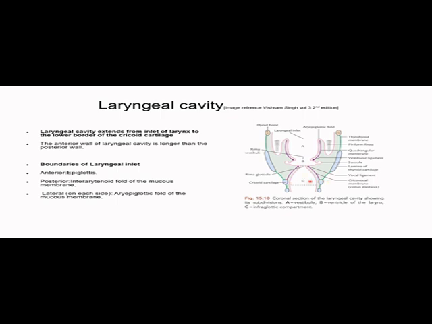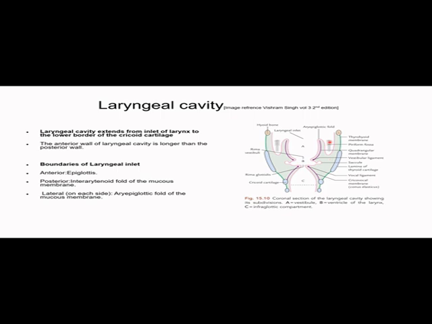The laryngeal cavity extends from this point, which is called the laryngeal inlet, which lies between the two aryepiglottic folds on both sides. So this is the laryngeal inlet, and here is the cricoid cartilage. The lower border of the cricoid cartilage is marked by this imaginary line. So this is the extent of the laryngeal cavity. Once again, the laryngeal cavity extends from the inlet of the larynx up to the lower border of the cricoid cartilage, which is marked by an imaginary line here.